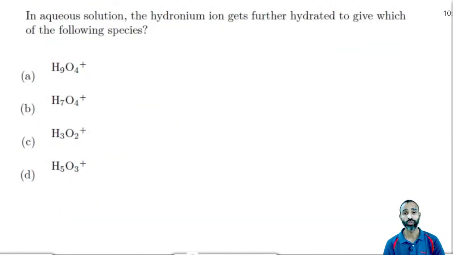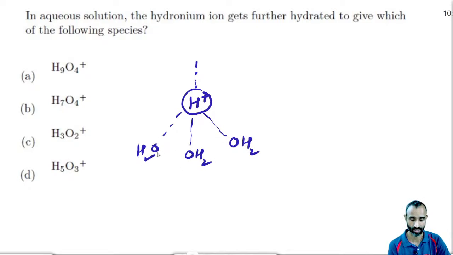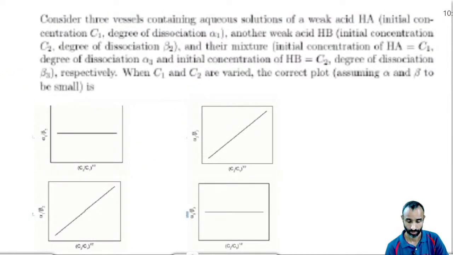In aqueous solution, the hydronium ion gets further hydrated to give which of the following species? So I told you that for H plus ions in modern symbol, there are 4 H2O molecules surrounding H plus arranged tetrahedrally, and therefore its modern symbol is H9O4 positive. Yes, this is again a question from one of the exams.